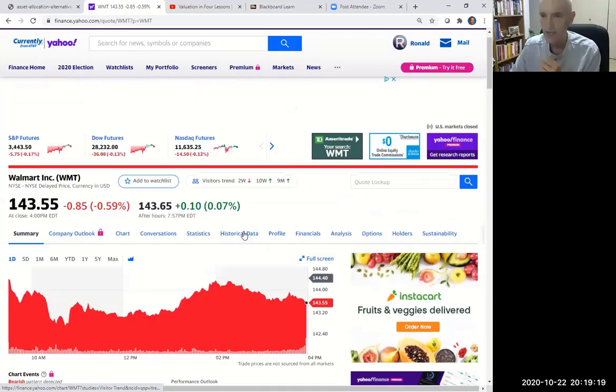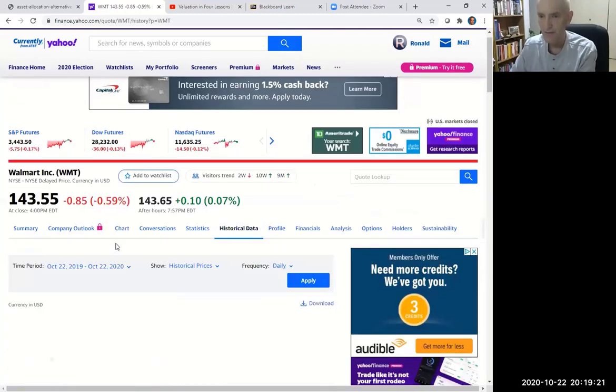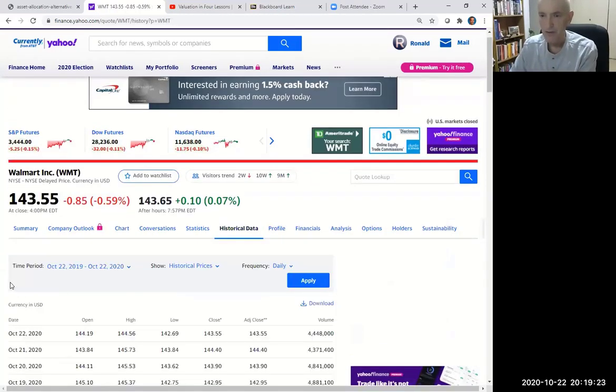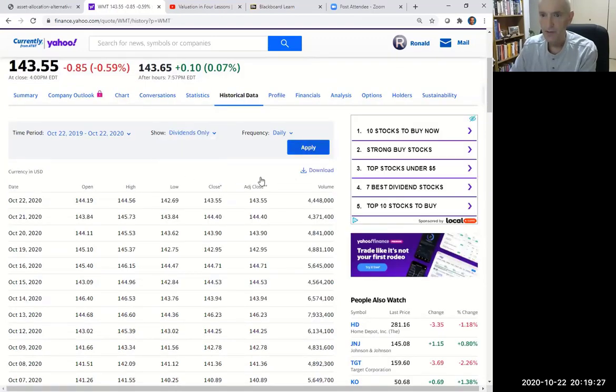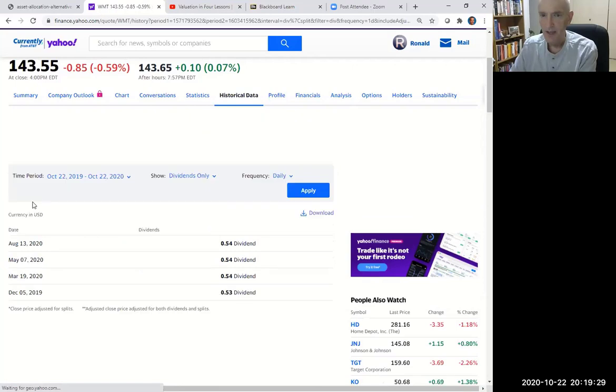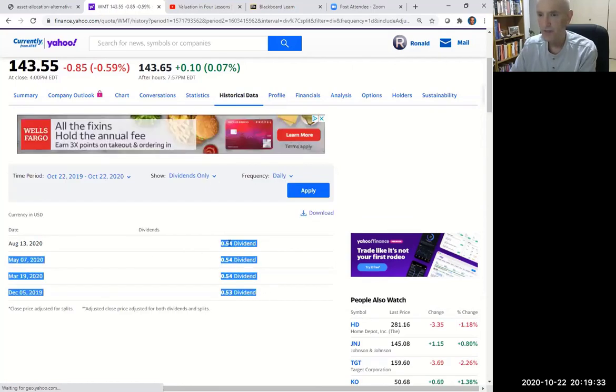So I'm going to go to historical data, and I'm going to show you how easy it is to do. You can show dividends only. And so what's their dividend? You just add these 4 numbers together. All right. So you saw that they showed 2.16 as their forward dividend. They just took that 54 cents and multiplied by 4. That's a nonsensical number. It doesn't make any sense.